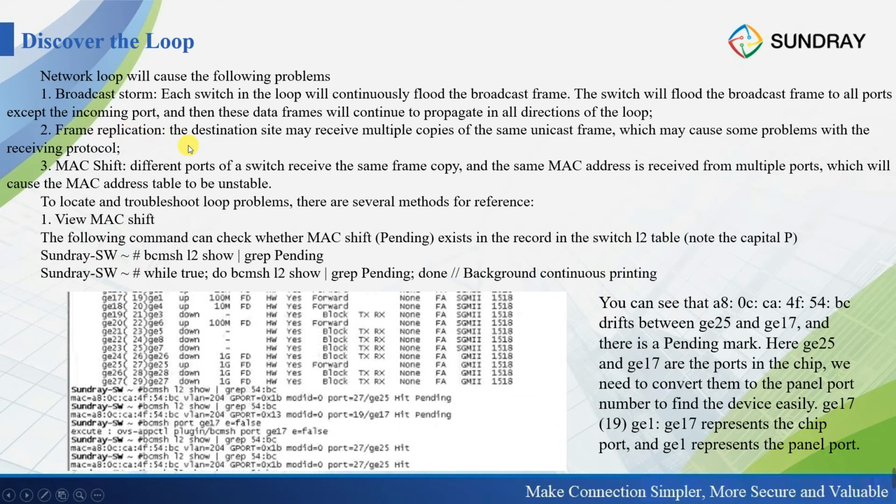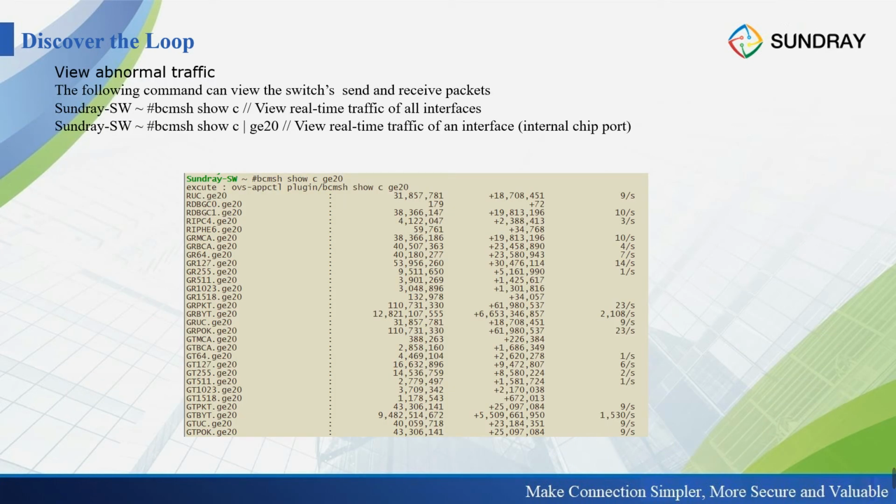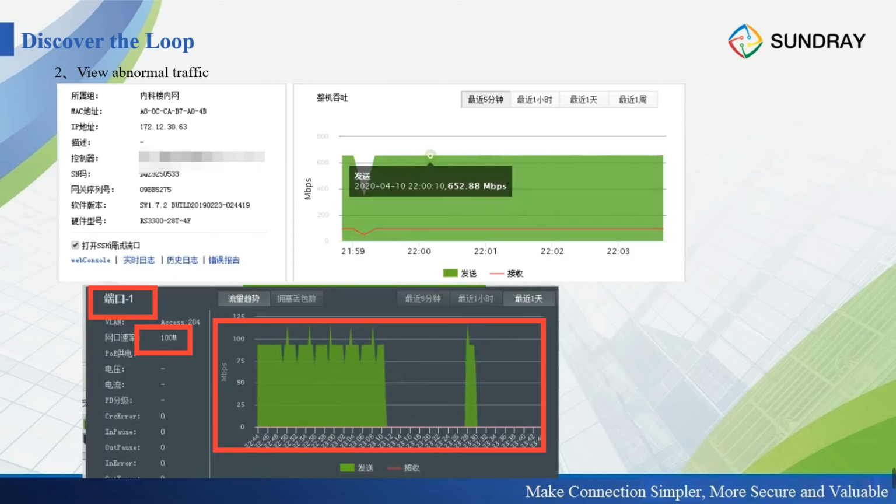They will cause lots of packets to be copied many times, and the servers or laptops will receive several of the same packet. There is also MAC address flapping, because the MAC address keeps being refreshed. Sometimes you see this MAC address learned from port 1, sometimes from port 2, and we also see lots of broadcast traffic at the port. If we check those ports from our controller, you see the traffic is almost always 100 Mbps.